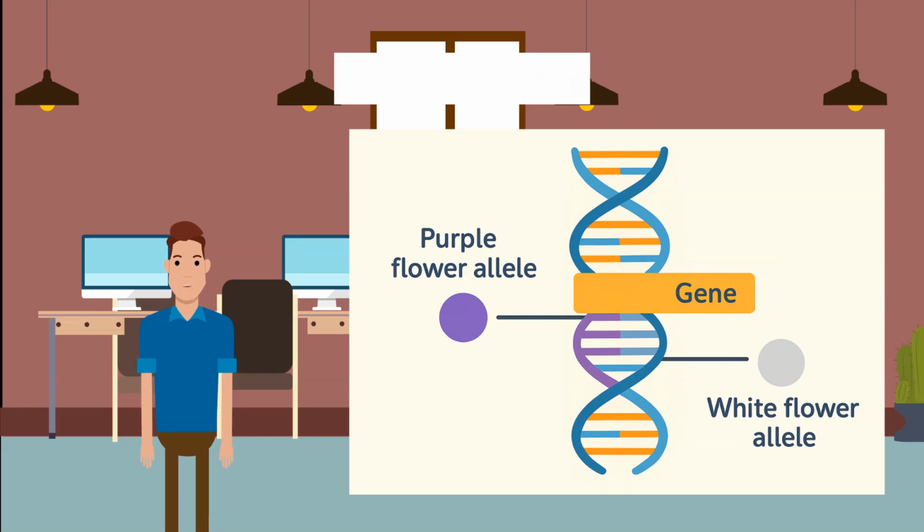Different versions of the same gene are called alleles. For example, a gene may control flower color. One allele could produce purple flowers. Another allele could produce white flowers.